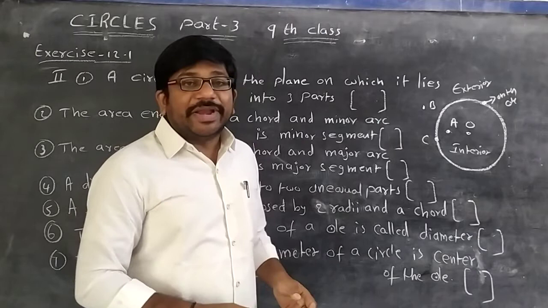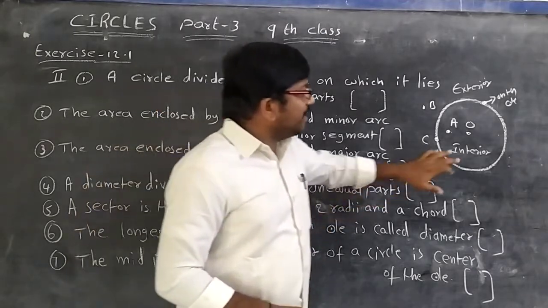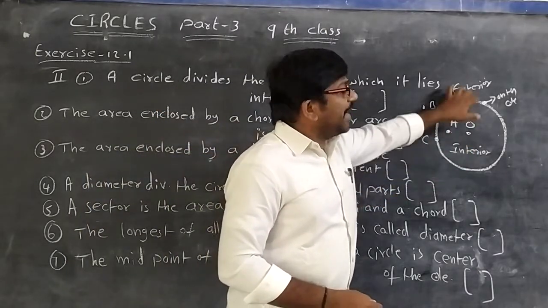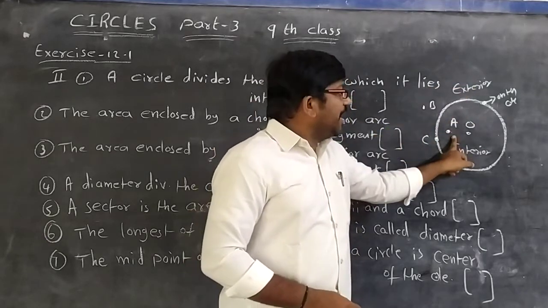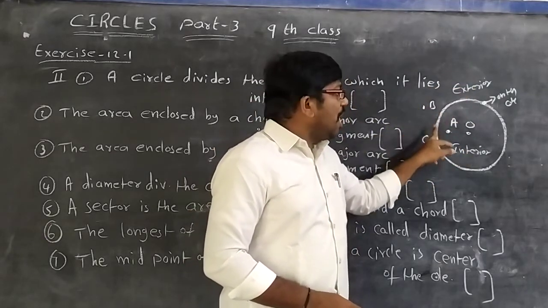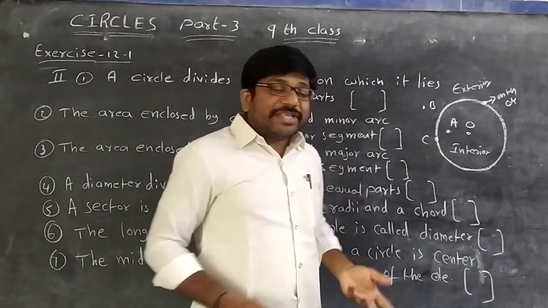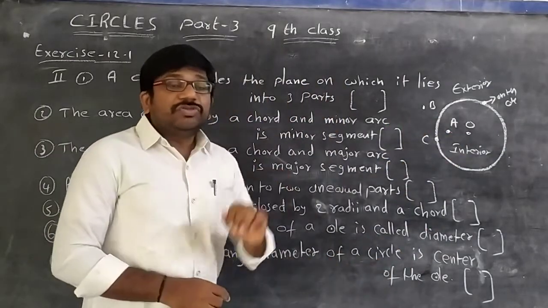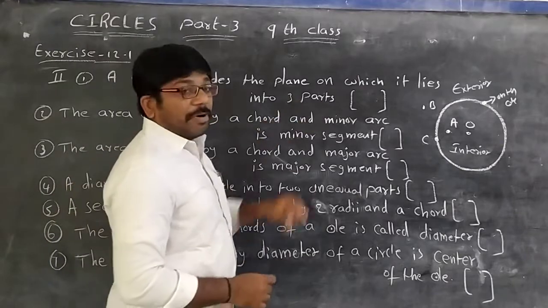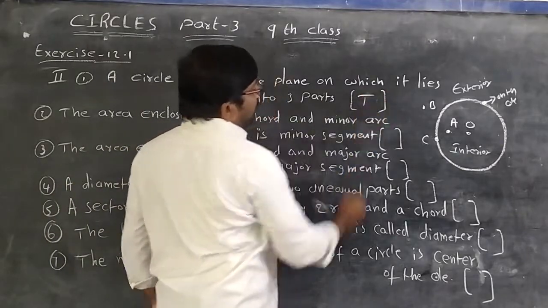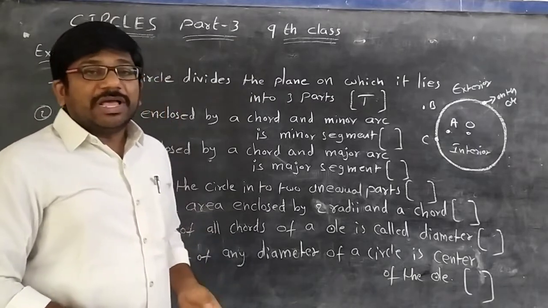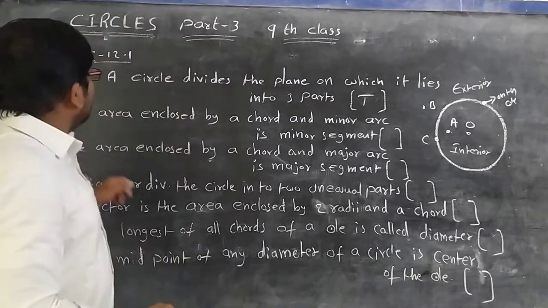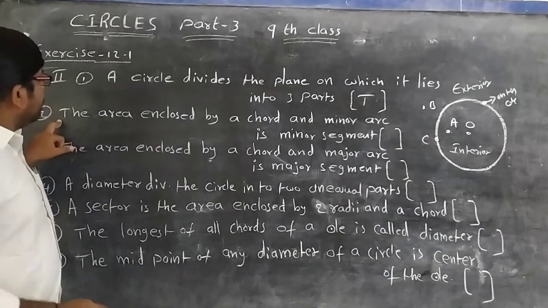Every circle divides the plane into 3 parts: interior, exterior, and on the circle, right? So inside, outside, on the circle. So every circle divides the plane into 3 parts. It is true, right? Keep T. If the statement is true, we keep T. Otherwise we keep F.